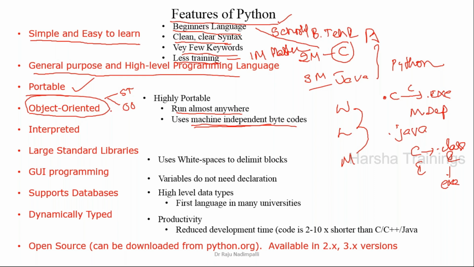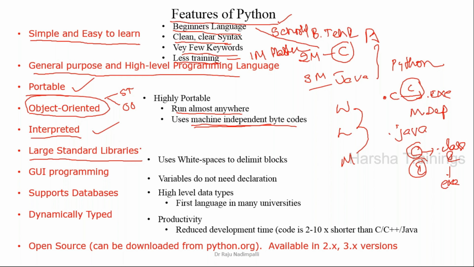Now I'll discuss what is object oriented programming in a few minutes. Now the third one is interpreted. Some languages are compiled languages, some are compiled and interpreted, whereas Python is an interpreted language like HTML, CSS or JavaScript. And the most important thing is it has large standard libraries.